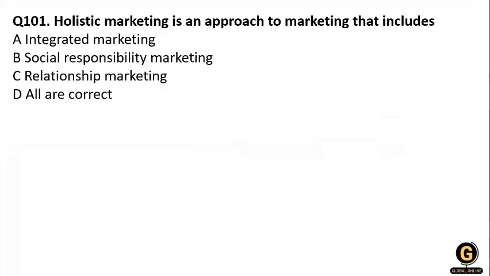Let's start with the first question, that is 101. We have completed 100 questions. Now it is 101. The holistic marketing is an approach to marketing that includes: option 1, integrated marketing; social responsibility marketing; the relationship marketing; and all of the above. So what will be the right answer for this question? Yes, all of the above, because holistic marketing covers integrated marketing, social responsibility marketing, and relationship marketing. That means holistic means everything matters. So that's why option D is correct over here.